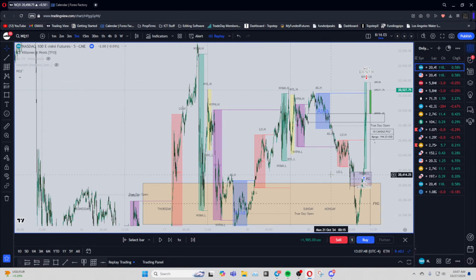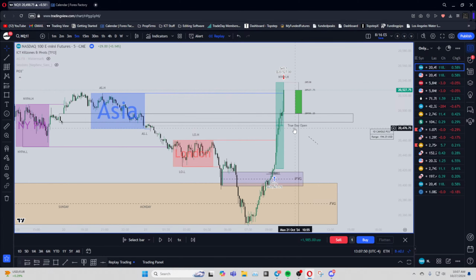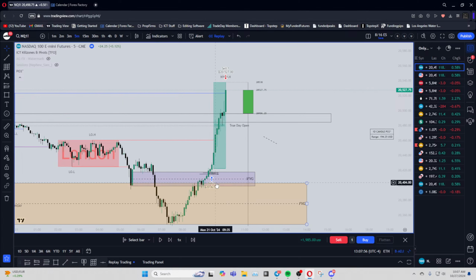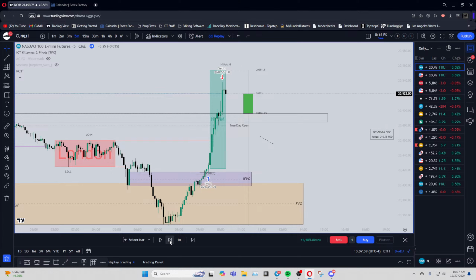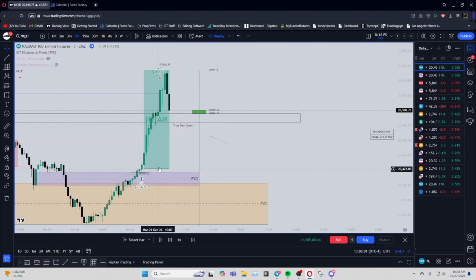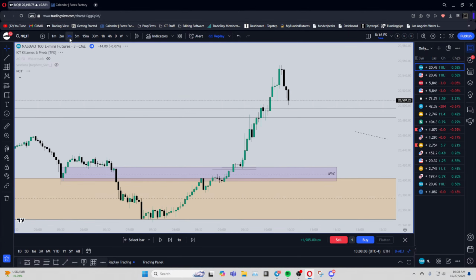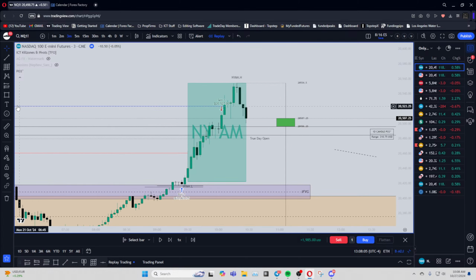Okay, so if you took that trade, that's probably going to be your first trade, your main trade. Let's see how else it plays out right here on the lower time frame.